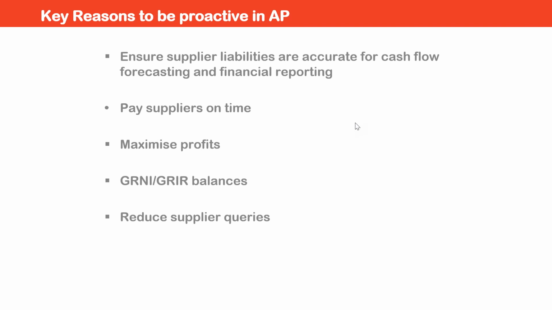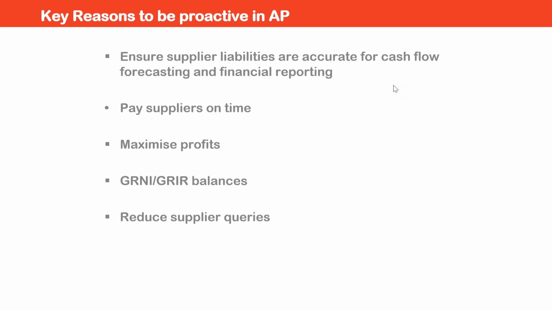So for a start, we're in accounts payable, so we want to make sure that our supplier liabilities are accurate. So we want to make sure that we've got all of the invoices, we've got all of the credits, all of the amounts are correct, the currencies are correct, because ultimately we want to pay suppliers on time. We want accurate data for financial reporting. We also want to make sure that we're paying suppliers correctly, with the correct amount. We're not missing any credits because that hits the bottom line.